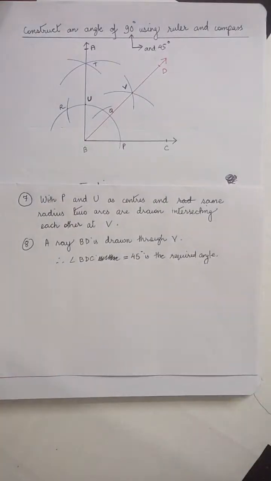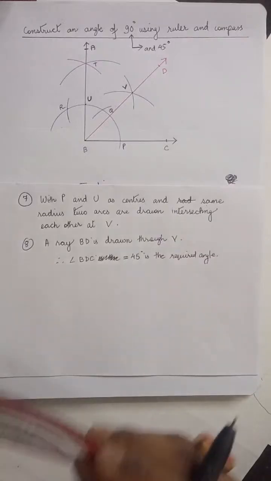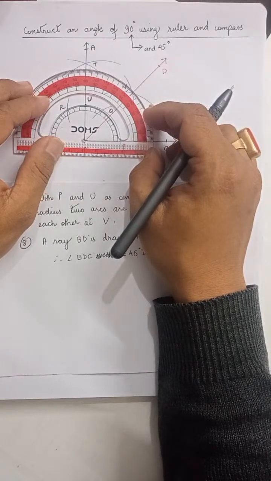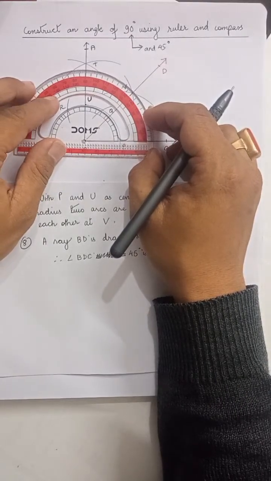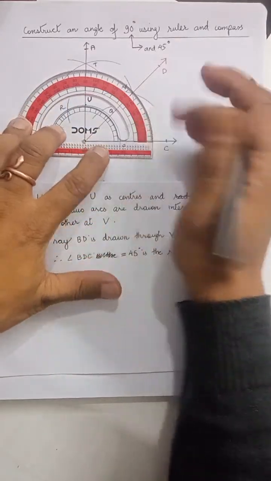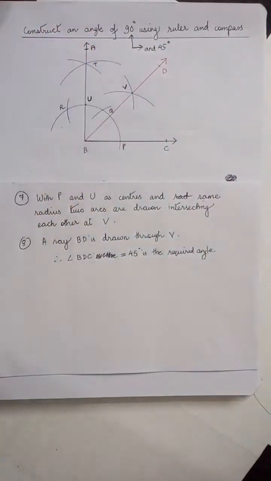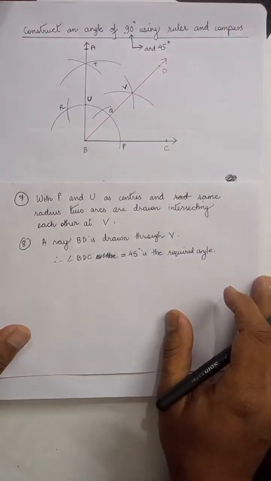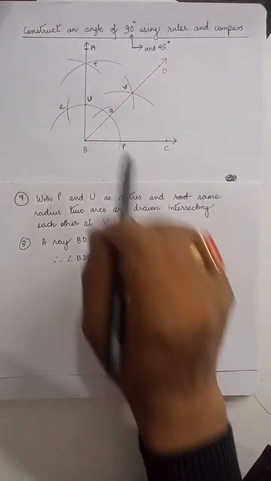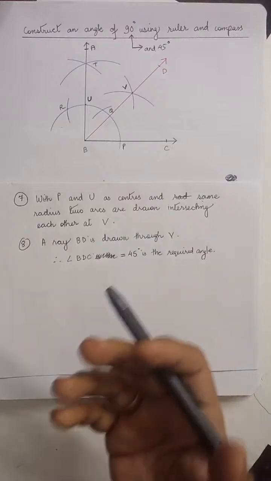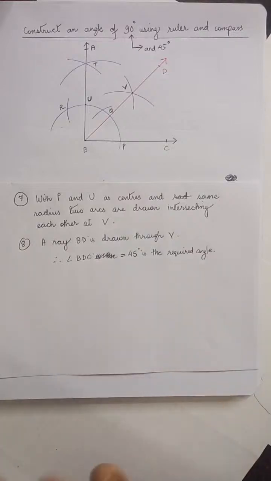So should I measure it using a protractor? Let us do it for confirmation. Yeah, so this is exactly 45 degree, passing between 40 and 50. So this way we can draw an angle of 45 degree. And I am saying it again, this is actually the construction for angle bisector. This can be used to find any angle.